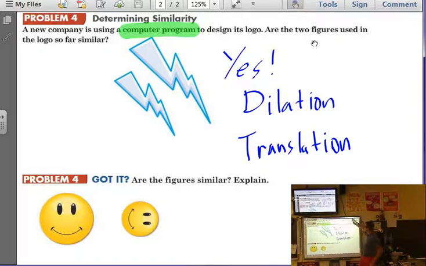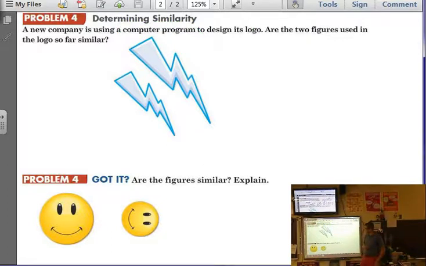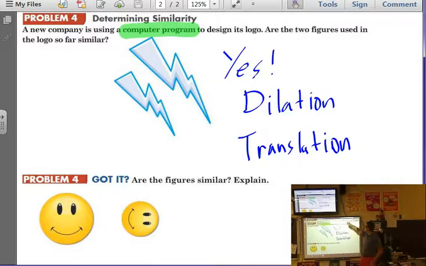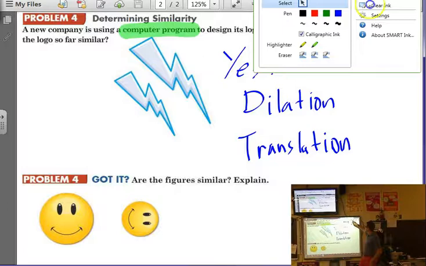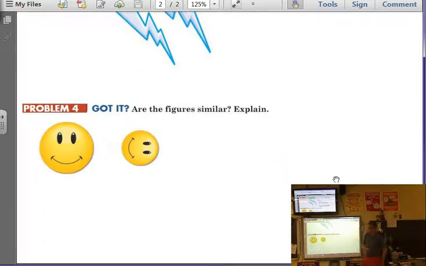In problem 4, just to wrap up our lesson here, are these figures similar? Well, we have the one smiley face is upright and larger, the other one is rotated and smaller, so we see that yes, these would be similar. There's a dilation that happened, and there's a rotation that happened. So our two there would be dilation and rotation.